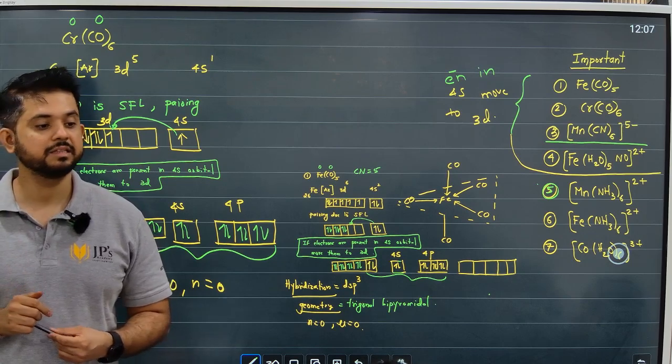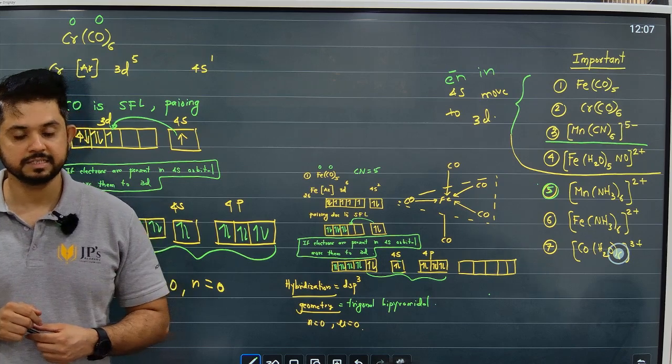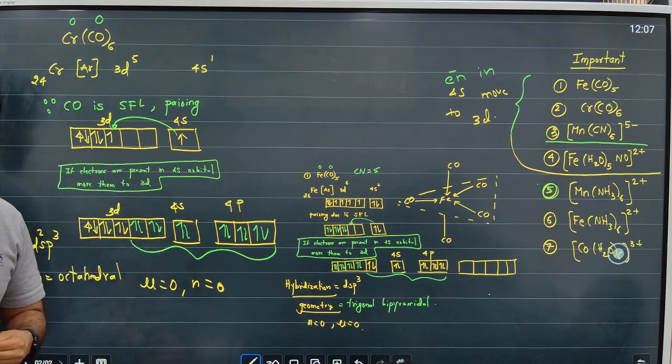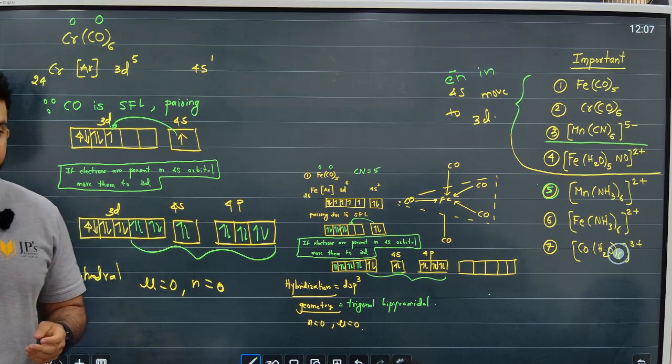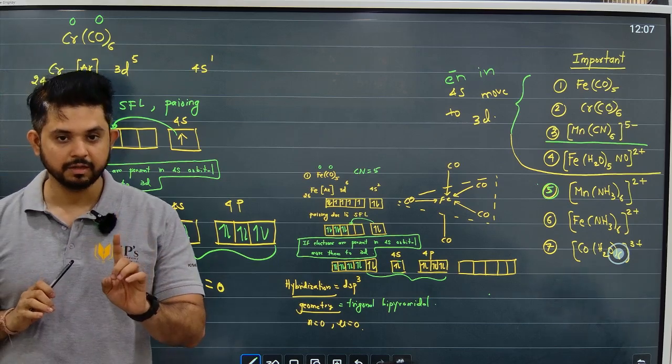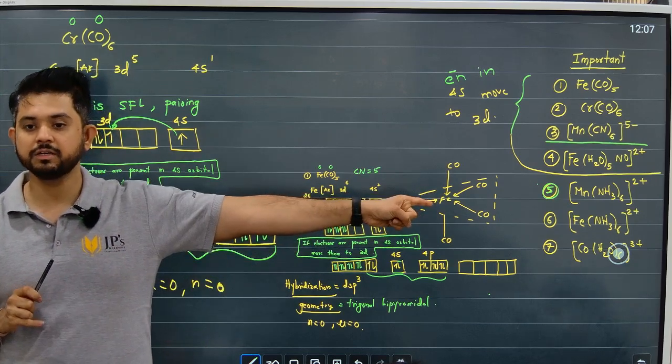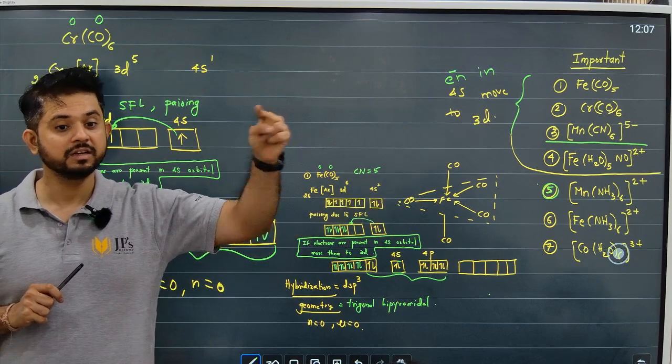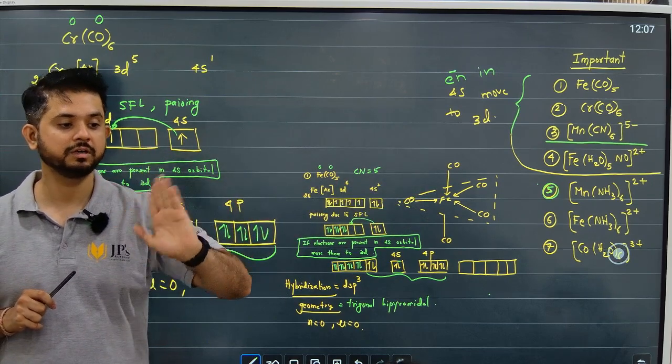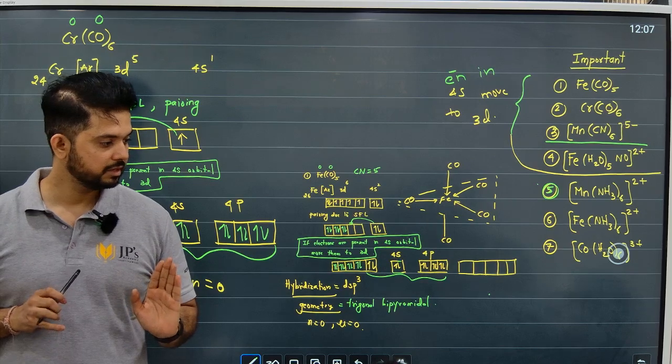4s1, 3d6. समझ में आया? Yes or no? 4s1 को कहाँ शिफ्ट करना? 3d में. But what is water? So, समझा? Yes or no?